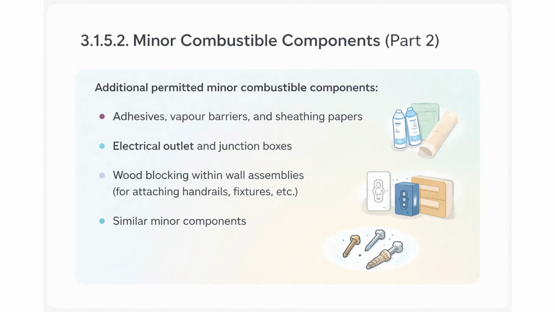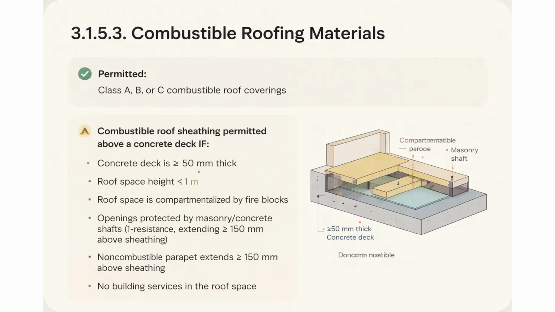Continuing with minor components, the code also permits the use of combustible adhesives, vapor barriers, and sheathing papers. Electrical outlet and junction boxes can be combustible, and very importantly for interior finishing, you are allowed to use wood blocking concealed within wall assemblies. This wood blocking is essential because it provides a solid anchor for attaching heavy surface-mounted items like handrails and plumbing fixtures. Roofs present a unique challenge.